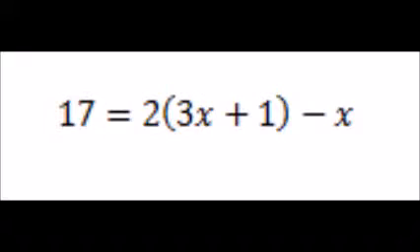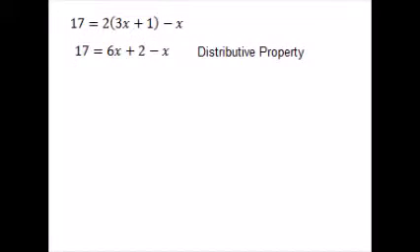Now we'll look at an equation that's somewhat more interesting, but one that nonetheless we should be able to solve using the same principles. We'll first use the distributive property and multiply 2 by the quantity 3x + 1. We'll next simplify the right-hand side by combining the like terms 6x and negative x. 6x and negative x is the same as saying 6x minus 1x, 6x minus 1x giving us 5x.